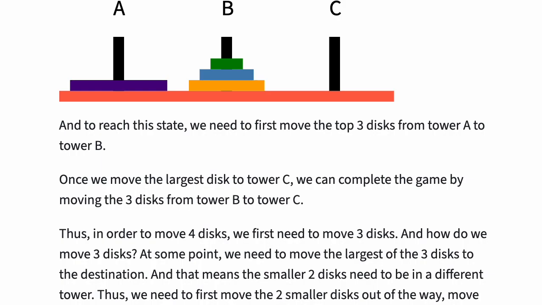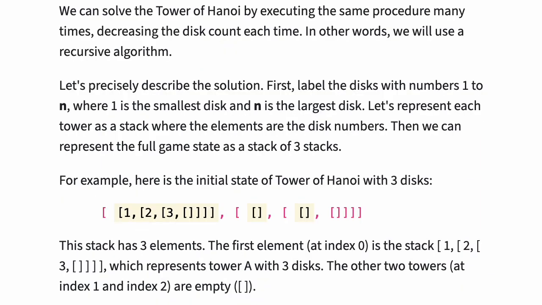At some point, we need to move the largest of the 3 disks into the destination. And that means the smaller 2 disks need to be in a different tower. Thus, we need to first move the 2 smaller disks out of the way, move the largest disk to the destination, then move the 2 smaller disks to the destination. Sound familiar? We can solve the Tower of Hanoi by executing the same procedure many times, decreasing the disk count each time. In other words, we will use a recursive algorithm.